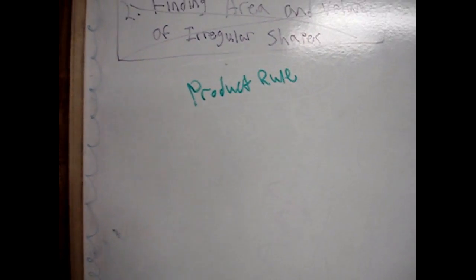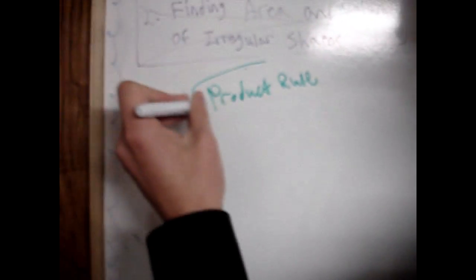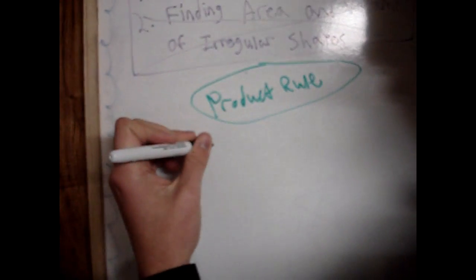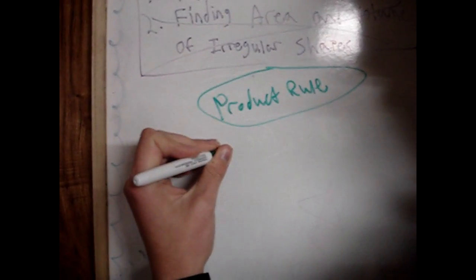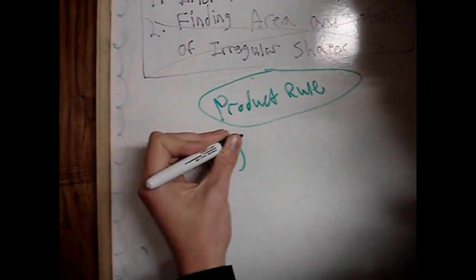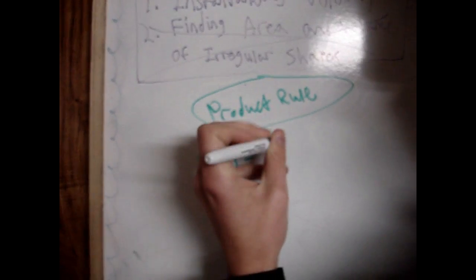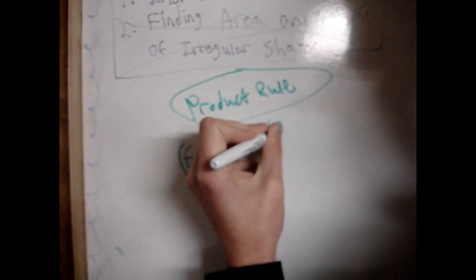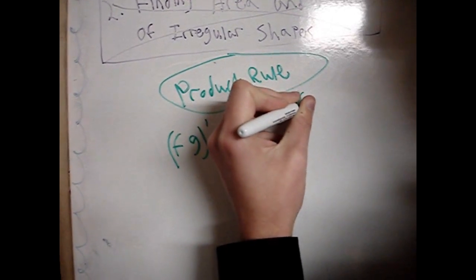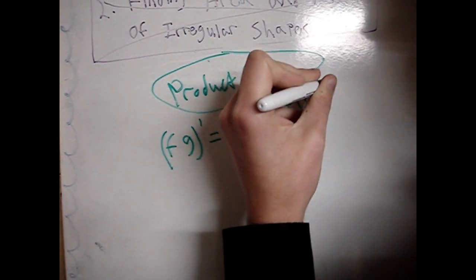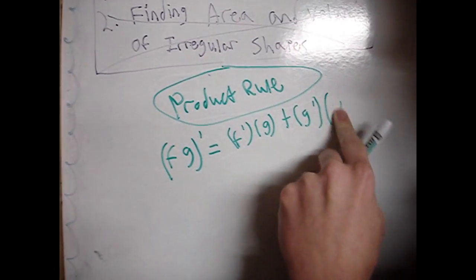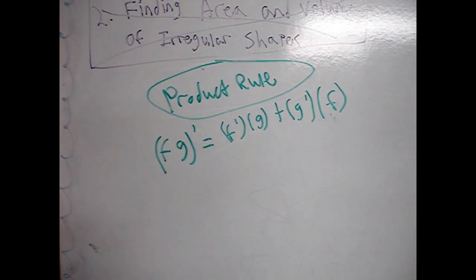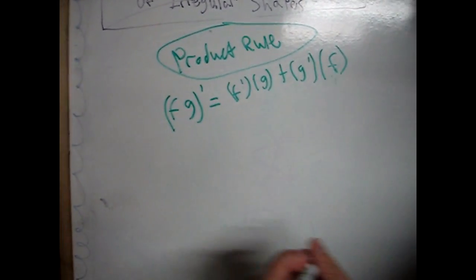Alright, in case you're wondering how to multiply derivatives, there's a simple rule called the product rule. And pretty much how it is, to find the derivative of f times g, it equals f prime times g plus g prime times f. Alright, an example of how to do this.